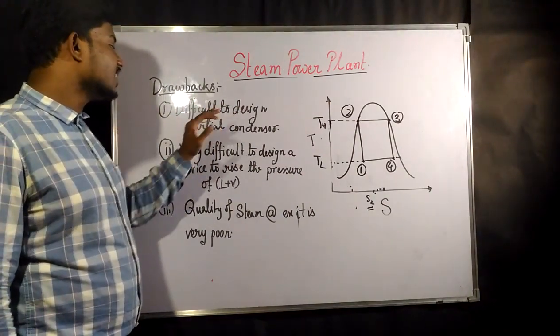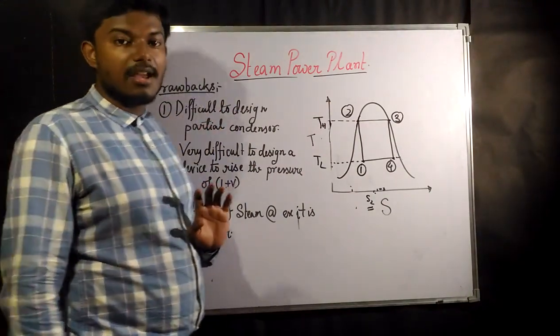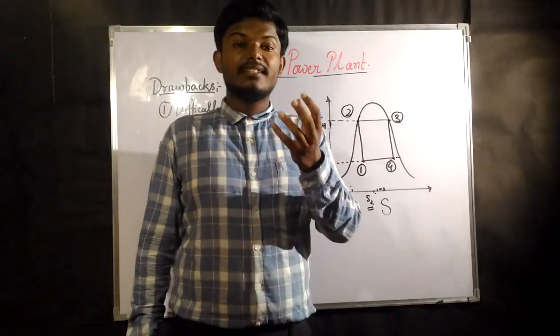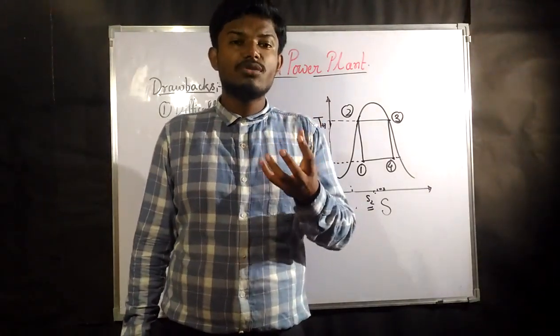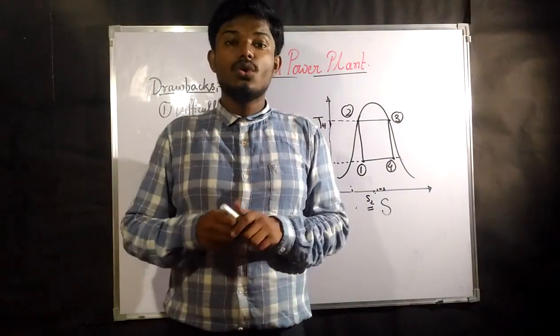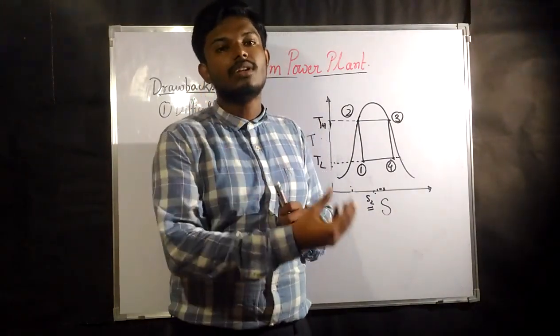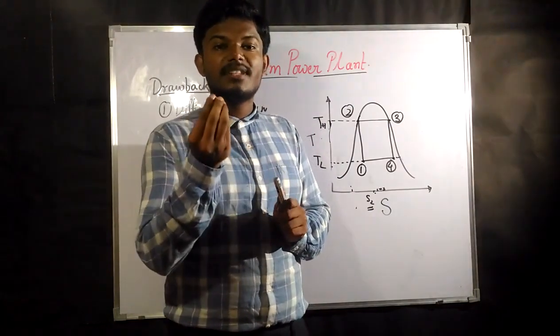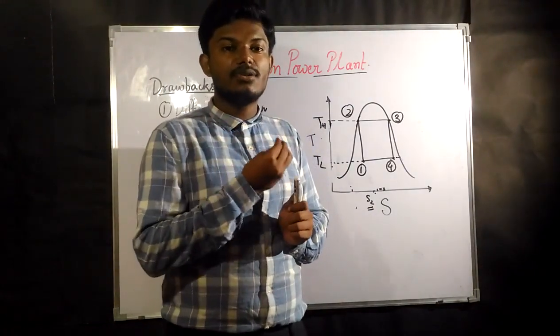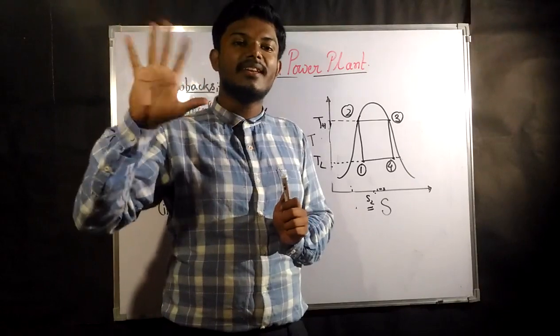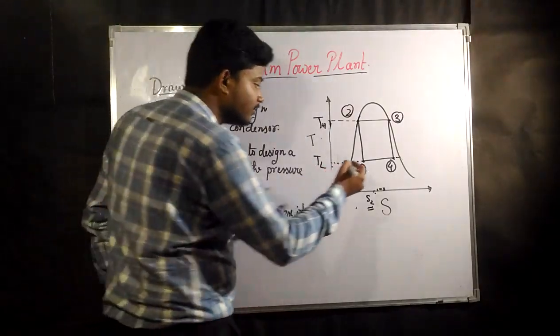First of all, it is difficult to design a partial condenser. Partial condenser means what? It is very difficult to produce a condenser which will condense a limited amount of vapor into liquid. That means a limited amount of vapor will turn into liquid and the remaining will remain as the same steam. Now this is the condenser.